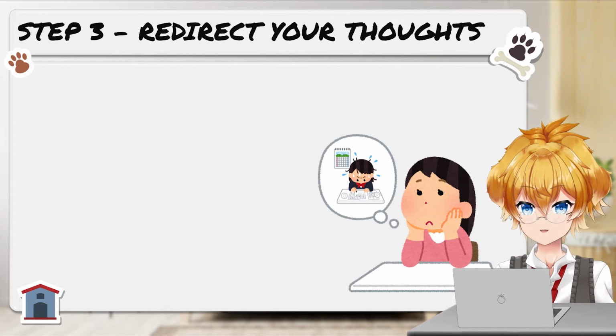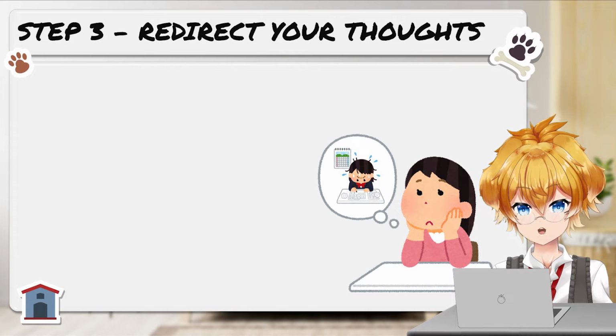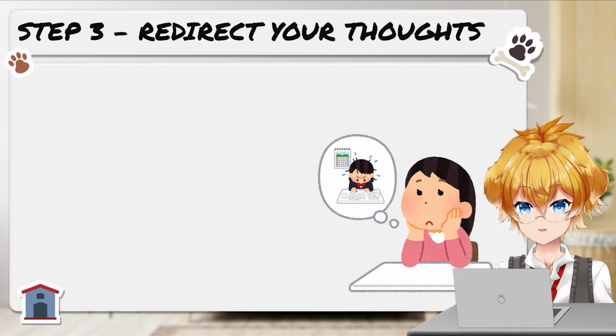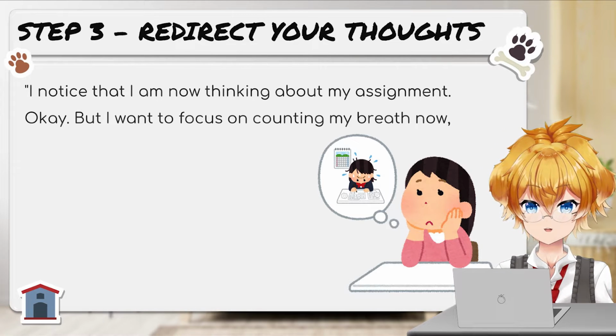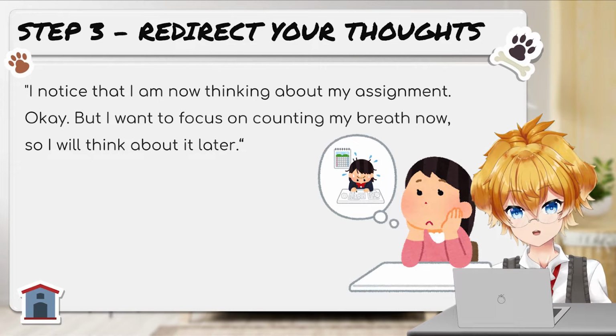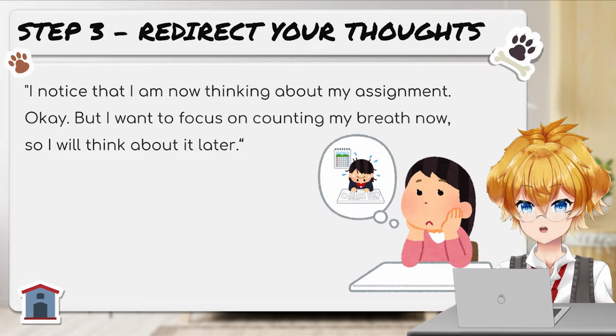When you notice that you've been distracted, redirect yourself back to counting by thinking to yourself, I notice that I am now thinking about my assignment, okay, but I want to focus on counting my breath now, so I will think about it later. And then you go back to counting your breaths.